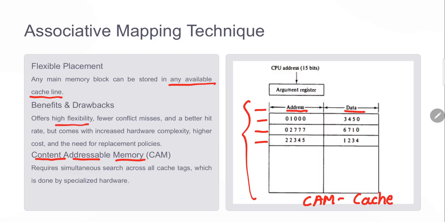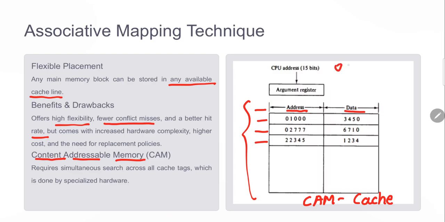So it offers high flexibility, and there are fewer conflict misses and a better hit rate, because we can directly store it. Now how does it work? Suppose I am storing the data available. First we will look at how we can store.